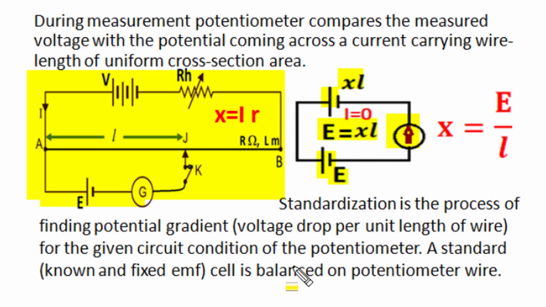Now standardization is a process of finding out the value of potential gradient, and for that we use a standard cell of known and fixed value, either Daniel or cadmium cell, and that known EMF is balanced on a certain wire length. The ratio of standard EMF and balance length gives us the voltage per unit length on AB wire, which is the potential gradient. And once standardization is done, any unknown voltage can be measured just by measurement of the corresponding balance length for that voltage on this AB wire.